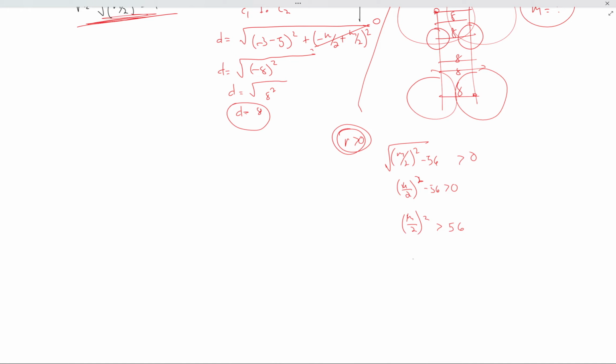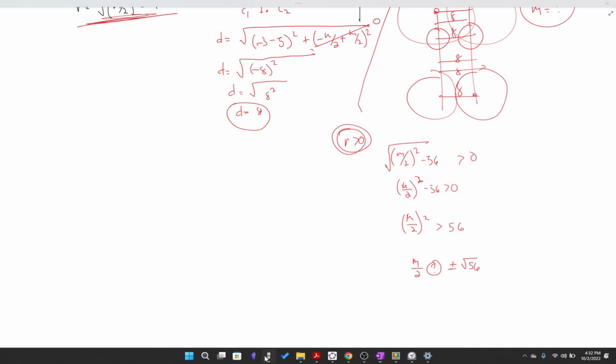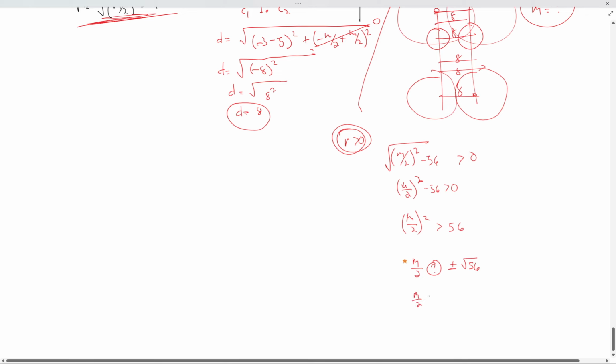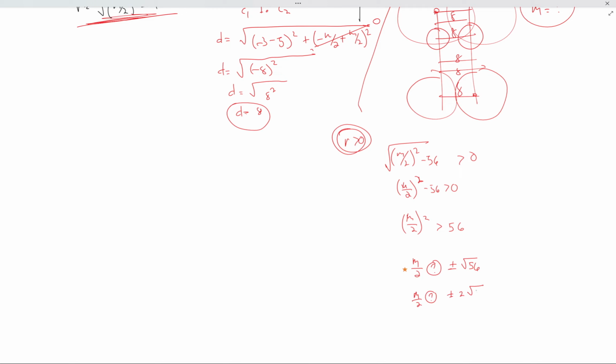Okay, in that case, now if we take the square root of both sides, we'll have m over 2, but we don't know the inequality sign here because we now have plus minus square root of 56 right there. And I believe square root of 56, that is the one that we saw earlier. That is 2 square root of 14 rather. So we have m over 2. We don't know the inequality sign yet, but we know that it's 2 plus minus square root of 14.